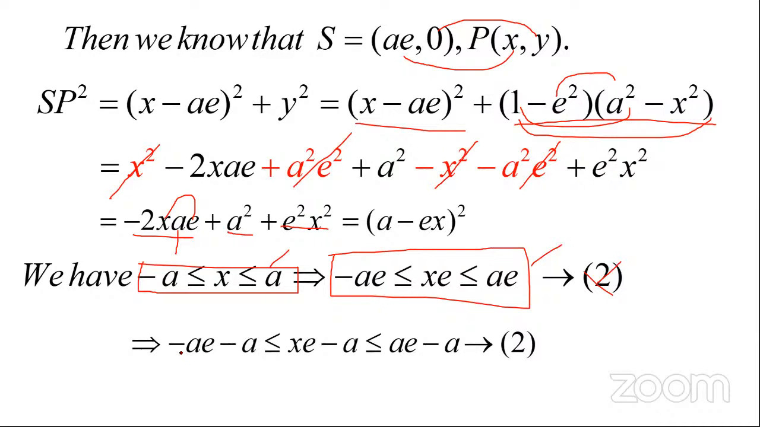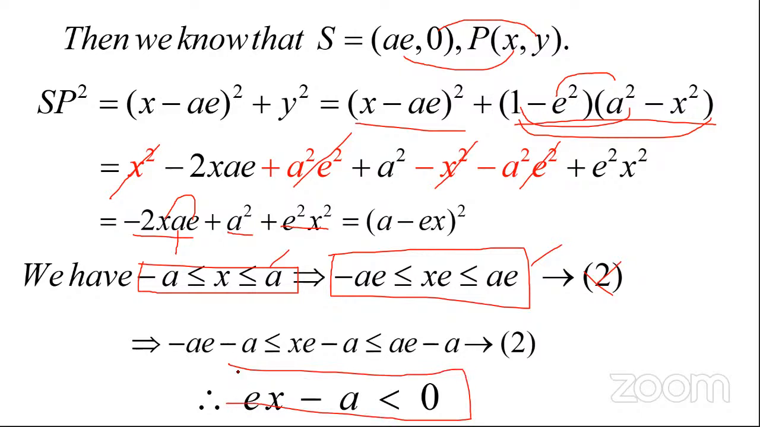I will get minus ae minus a is less than or equal to xe minus a is less than or equal to ae minus a. So I'm just subtracting a from the equation. Then I will get ex minus a is less than 0.